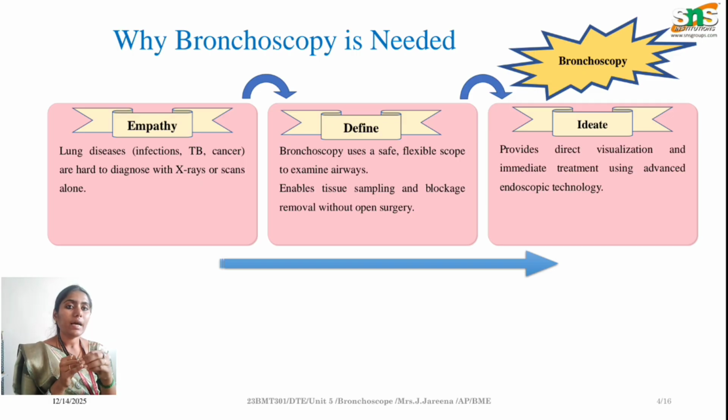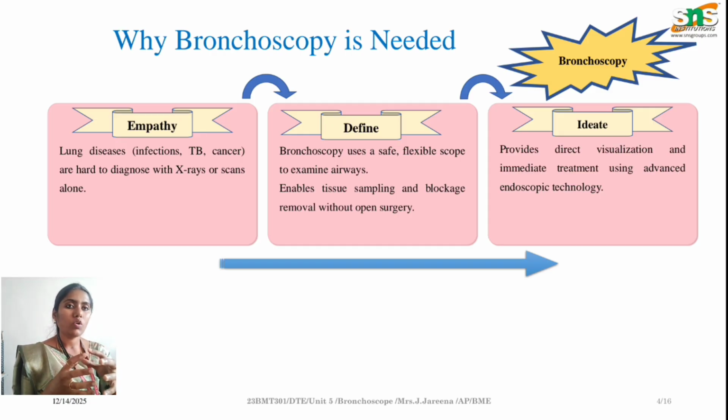The definition is that we need a technique which is very safe to examine the airways and identify whether it is cancer, infection, or any other problem. As a result, we come to know the technique called bronchoscopy, which provides a very detailed visualization of your airways, trachea, and both the right and left lobes of your lungs.